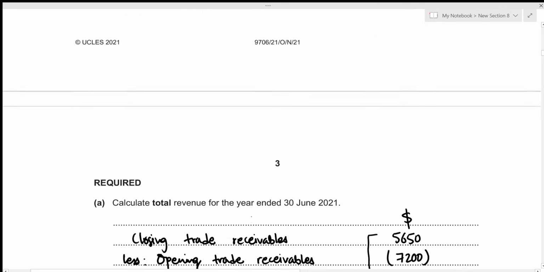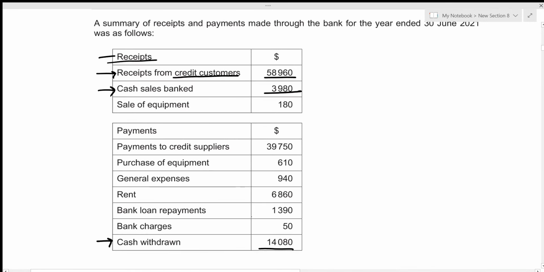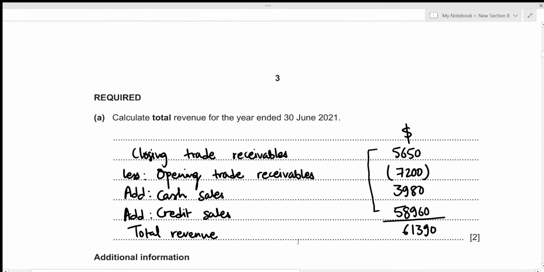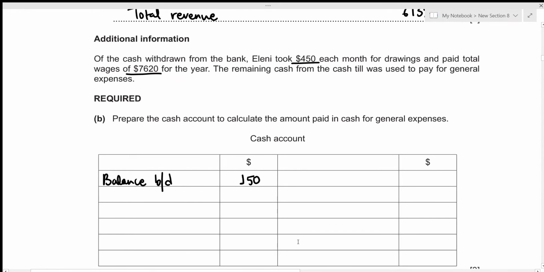Now, let's have a look at the receipts and payment section. We are given that the cash was withdrawn amounting to 14,080. So obviously when we withdraw cash, cash comes into the business, so it increases the amount of cash holdings. Whenever there is an increment in the cash account, it is recorded on the debit side. So let's record it under the heading of withdrawn.